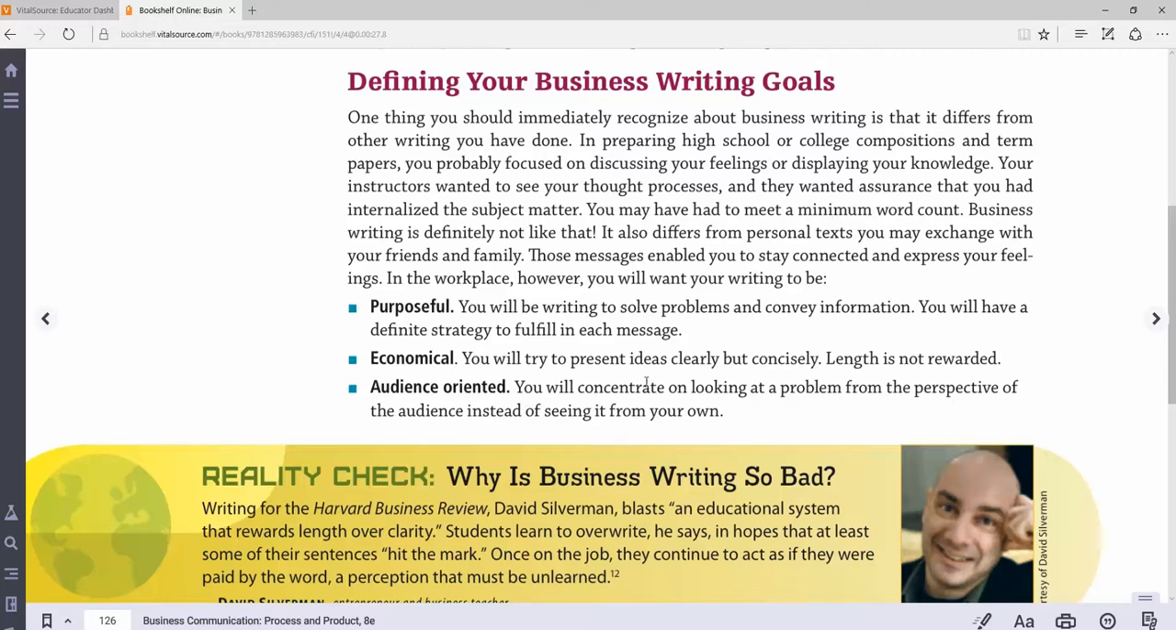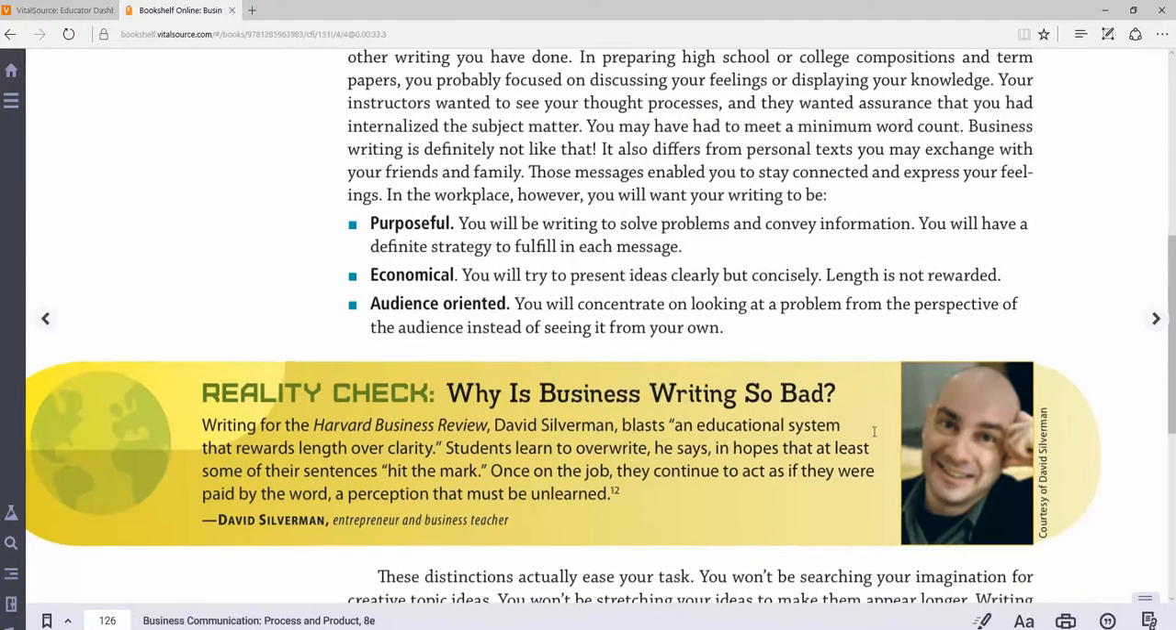Audience oriented, you are concentrating on looking at a problem from the perspective of somebody else. You're writing for the other person, which is why a minute ago we were talking about the purpose for writing it. What questions are you considering? What do you expect them to receive? And there's a nice quote from David Silverman that you may want to look at.